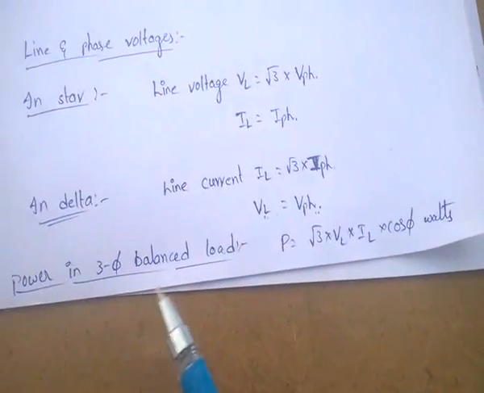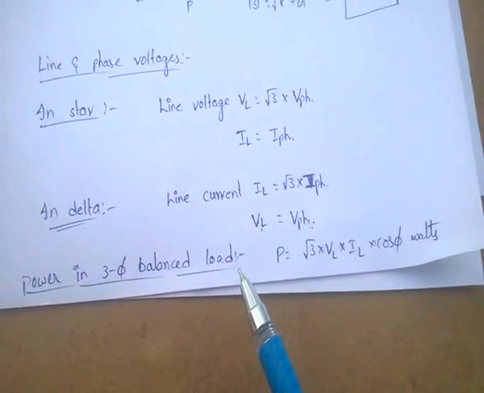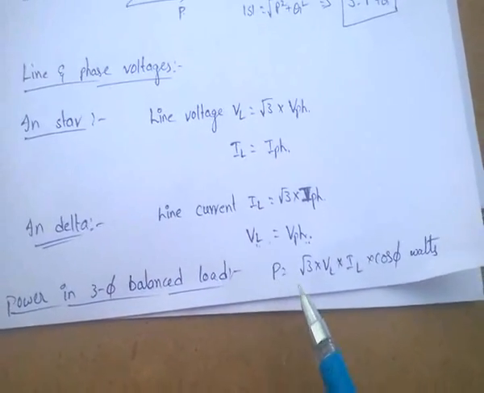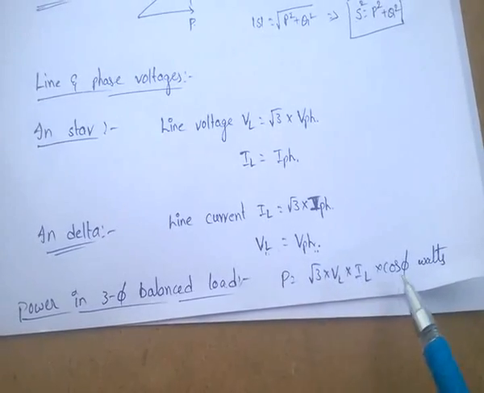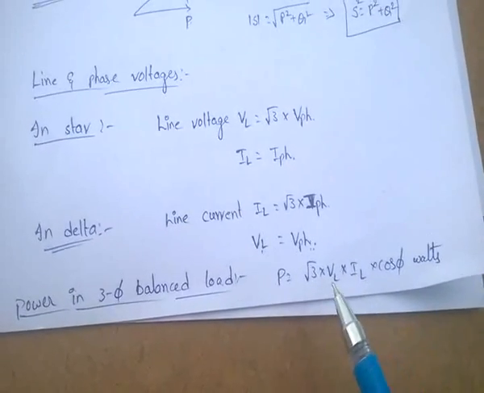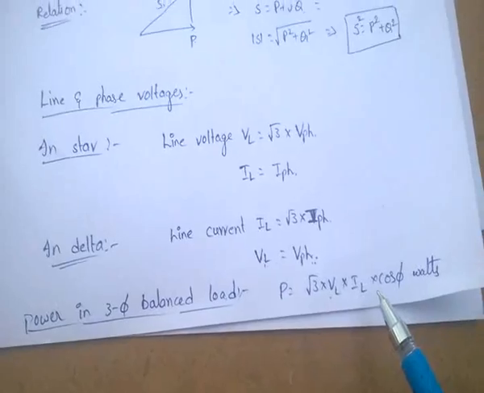Next, power in a 3-phase balanced load. Power P equal to root 3 VL IL cos phi. Here VL and IL are the line voltage and line current.